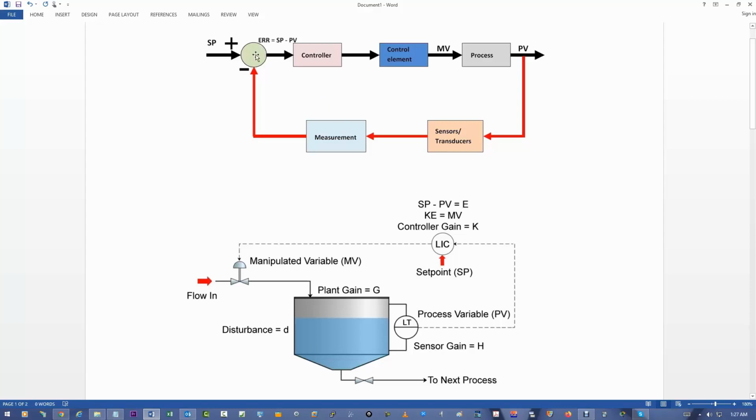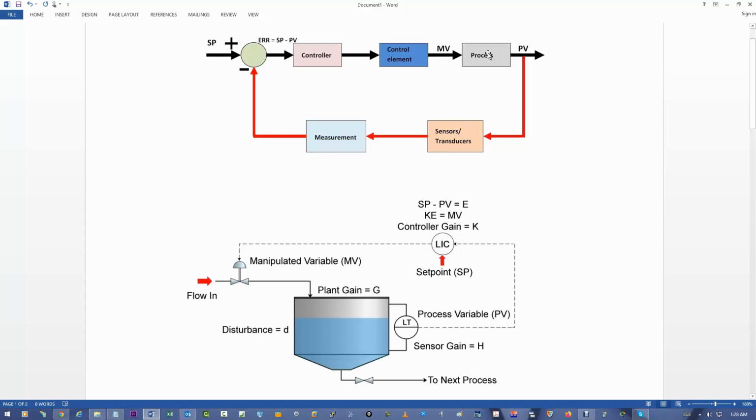We have an error that comes out as the difference. Same thing we had right here, it's error, and this error equals the set point minus the process variable. This will be E. Then we have the controller. We'll be ignoring this control element, and the controller is outputting a manipulated variable to control the process. And this process will have a disturbance coming into it.